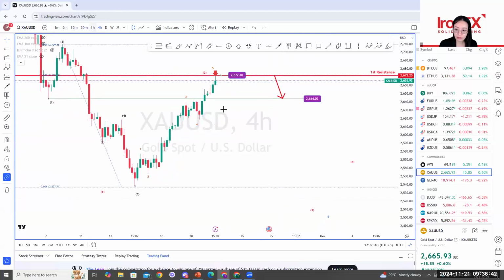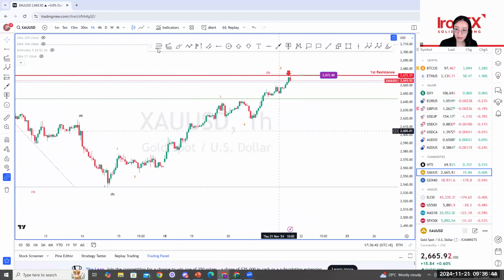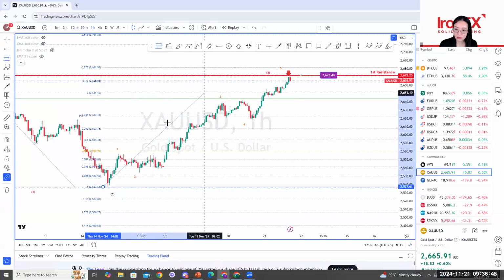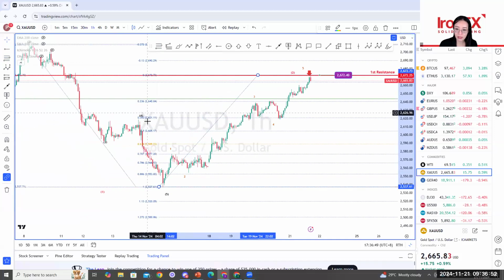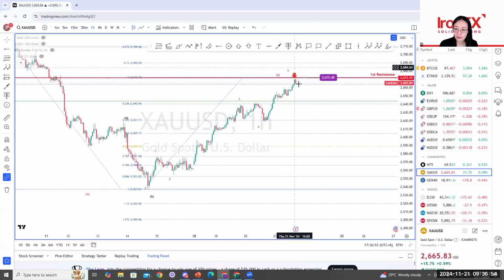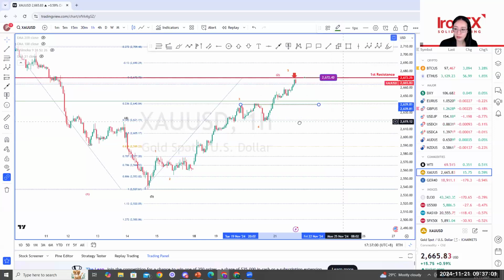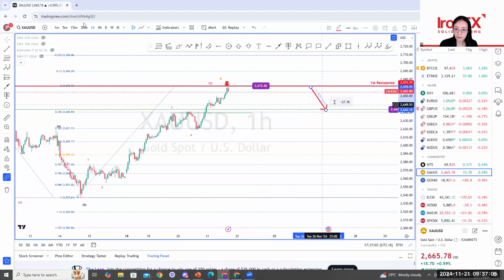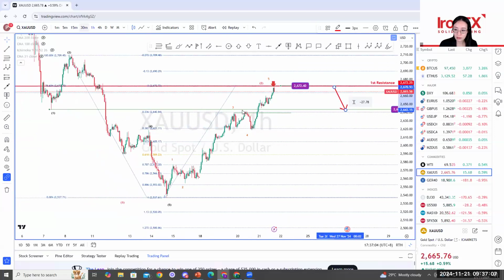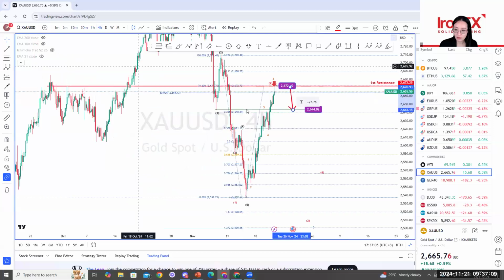So let's say price already creates the high. Let's just use Fibonacci retracement. So slightly above 23.6%, that is going to be slightly before your pullback support right here in the H1 time frame. Okay, so we target here, back to here, TP1.